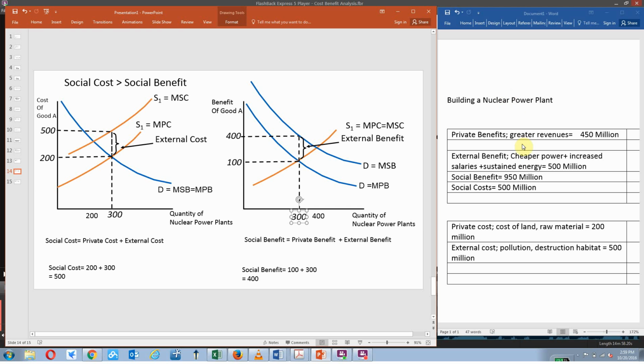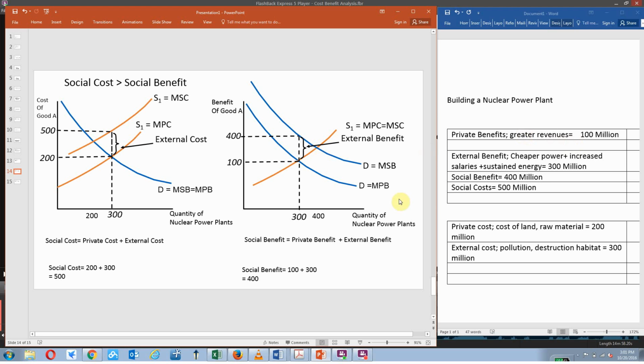So in this first example, the external benefit is to the society. That's cheaper power plus increased salaries, sustained energy. These are the external benefits to society for producing 300 nuclear power plants. That puts this up higher. External benefit. The private benefit, this area here, 100, is like greater revenues that the firms enjoy from producing this new product in the market, and we consider that 100 million.